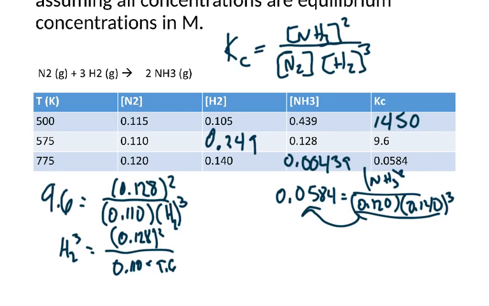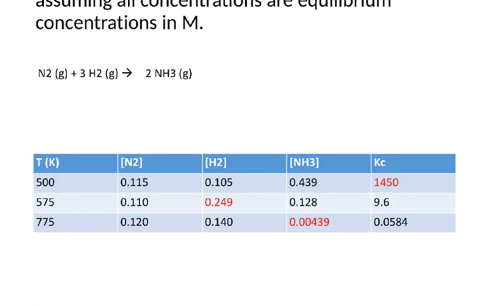So as we increase in temperature, our Kc value is going down. Kc is temperature dependent. And as our Kc goes down, you can see our amount of product also goes down. When we have a very low Kc value, we are not getting much product at all. So there's the answer.